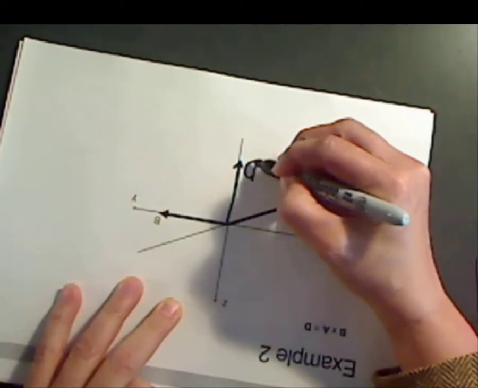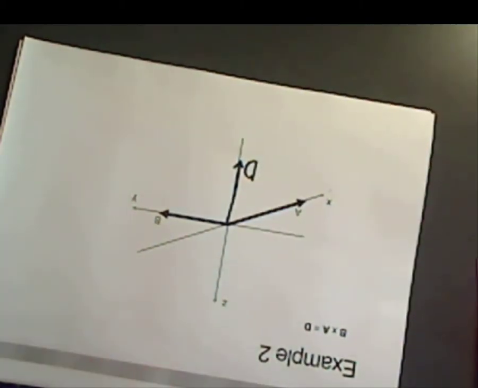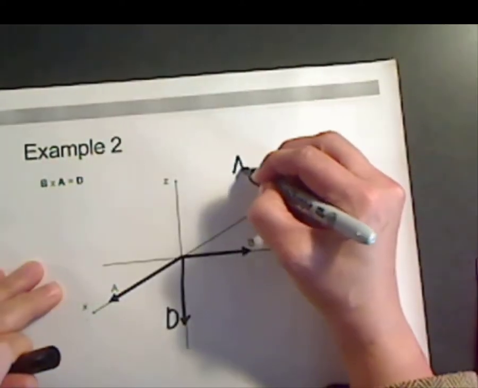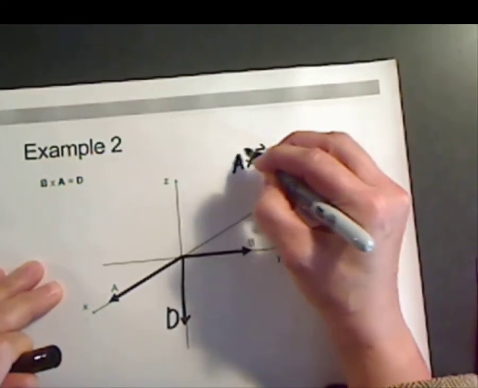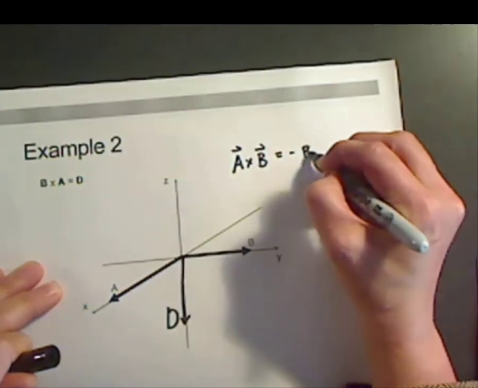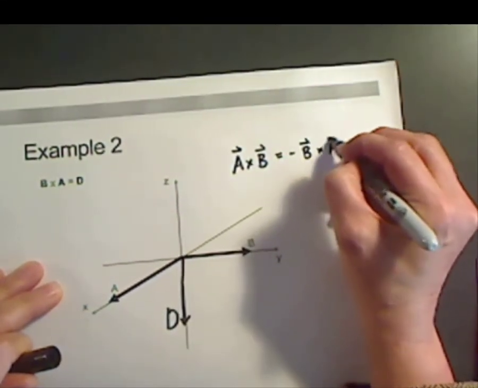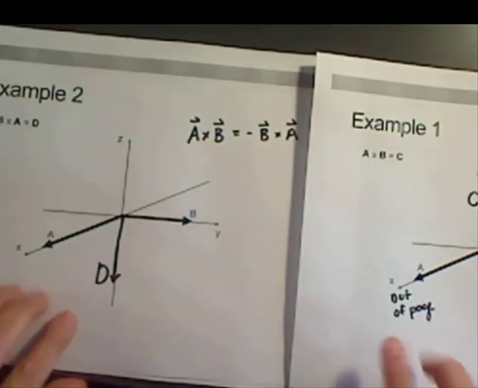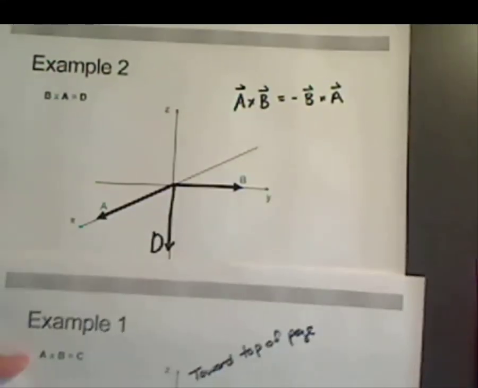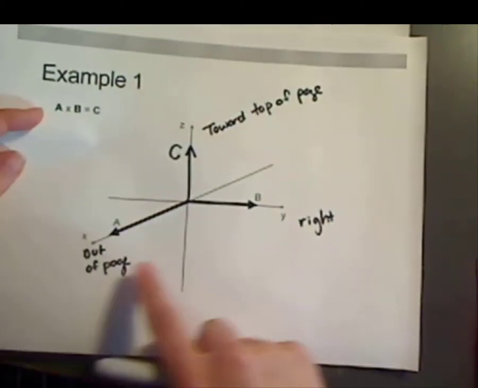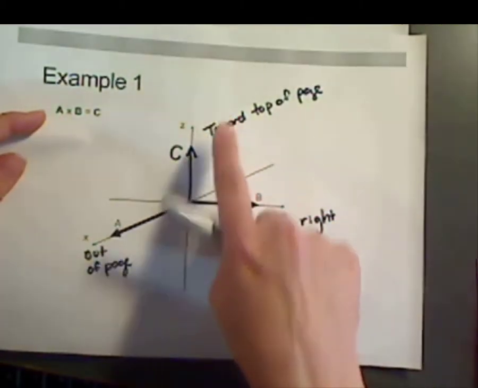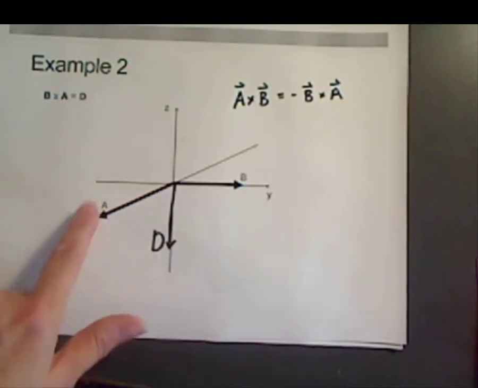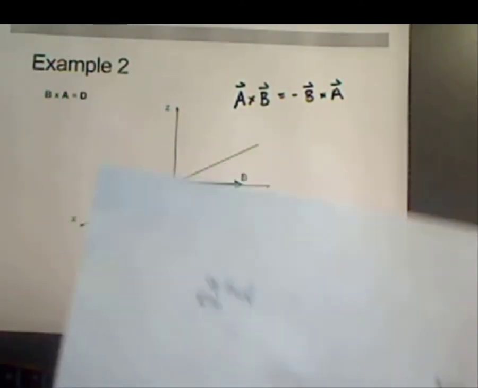points along negative Z, which is what you'd expect, because remember, for cross products, A cross B equals the negative of B cross A. They're anti-commutative, right? So if we look back at the first one we did, A cross B, if I can get them both on the page at the same time here, A cross B gave us C pointing towards the top of the page. B cross A gives us D going towards the bottom of the page.